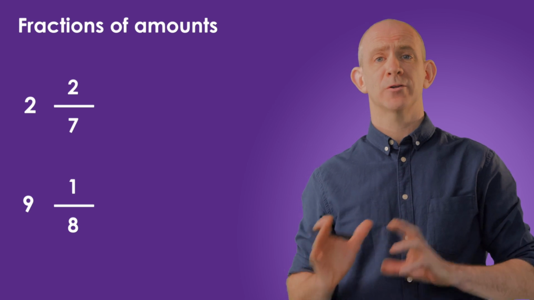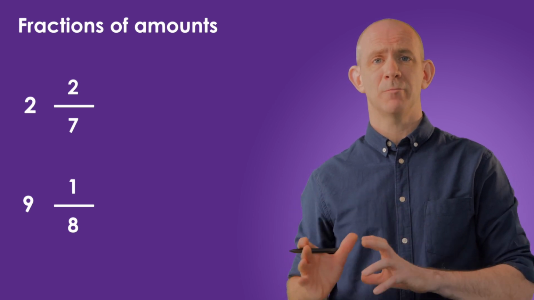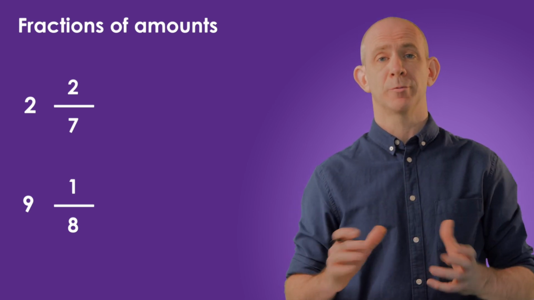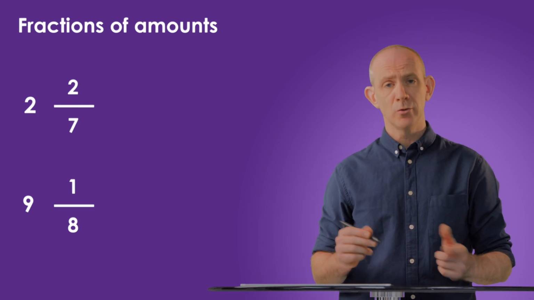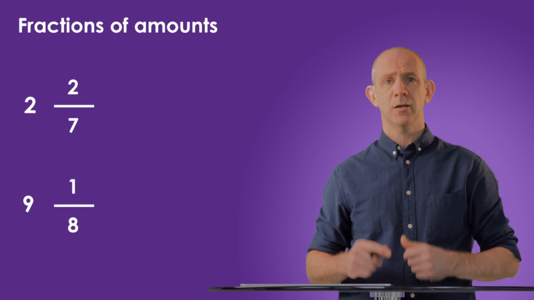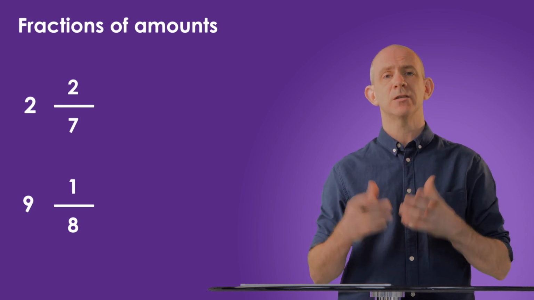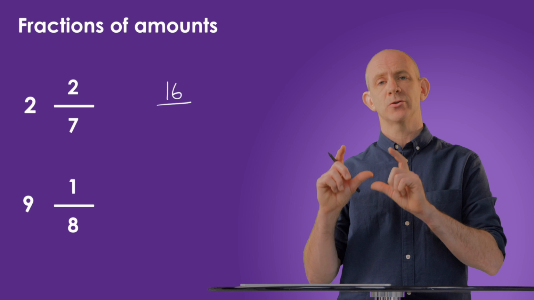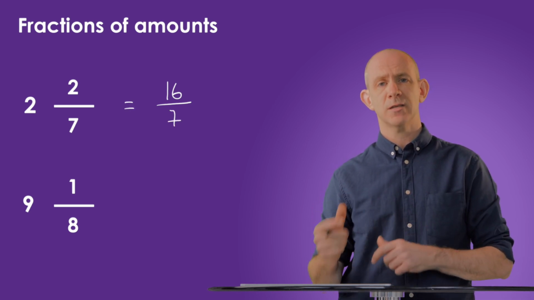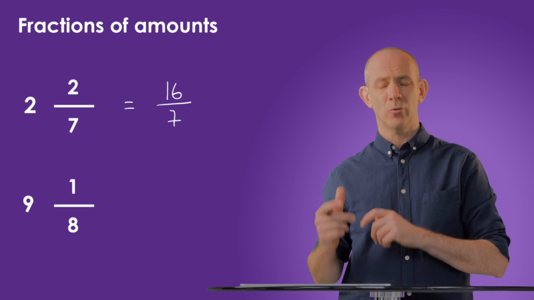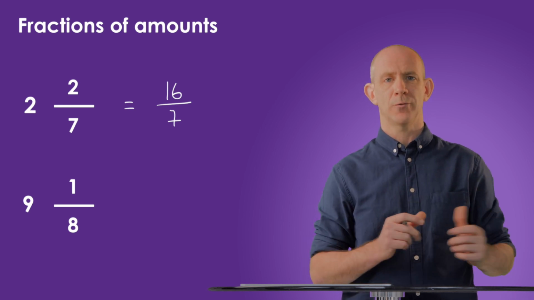Finally, we can look at the reverse of that process and go from mixed numbers back into fractions, or improper fractions. So here we have 2 and 2/7. We do 2 times 7, which would give us 14, plus 2 would give us 16. That's the new numerator. So we're going to put that on the top of the fraction over the original denominator of 7. That gives us 16 over 7, which is the equivalent improper fraction of the mixed number.